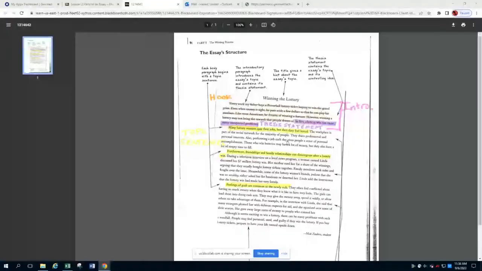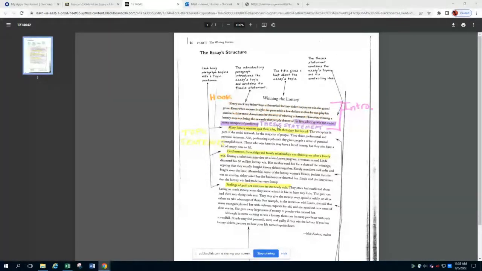Thank you, Brianna. I'm hoping this stays here. I'm going to go back to Winning the Lottery. I hope this stuff doesn't disappear. All right. So let's take a look at this essay right here. There's this introductory paragraph. See the whole pink section? The whole thing is bracketed. Inside this introductory paragraph, we have a hook and we have a thesis statement.